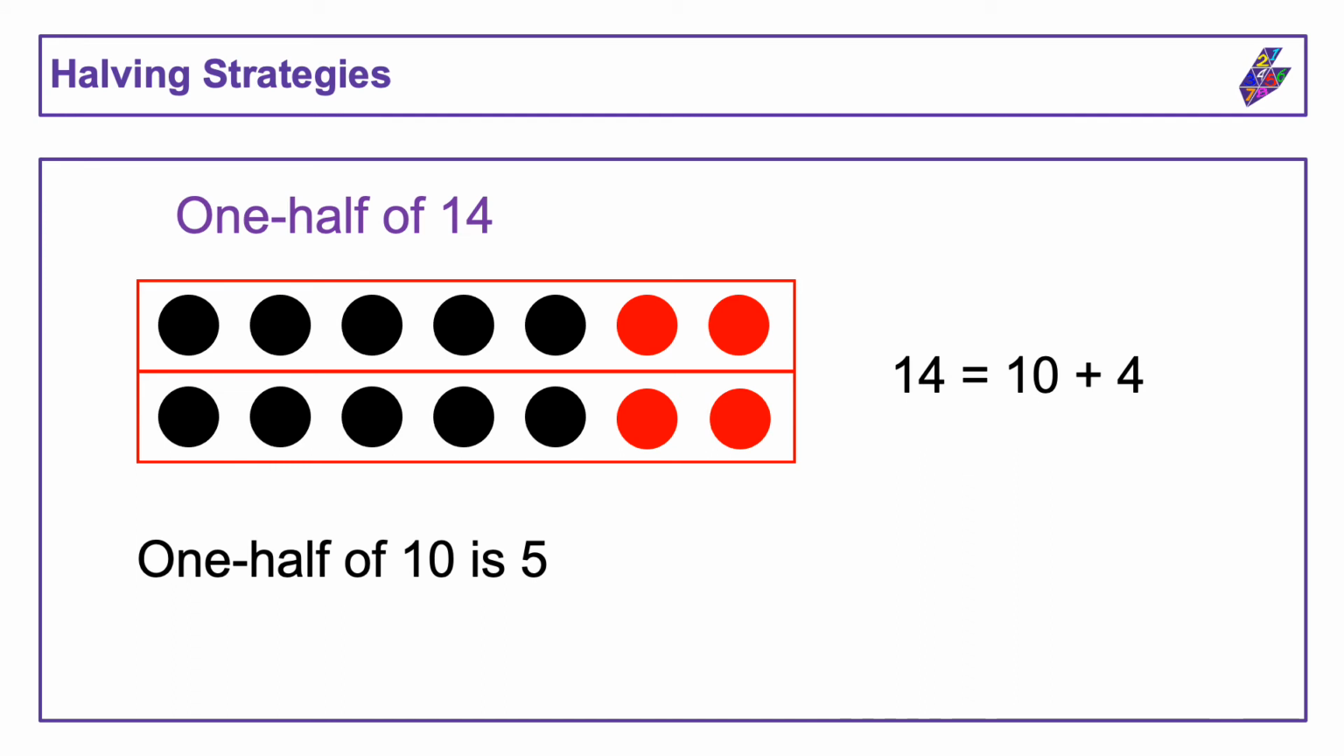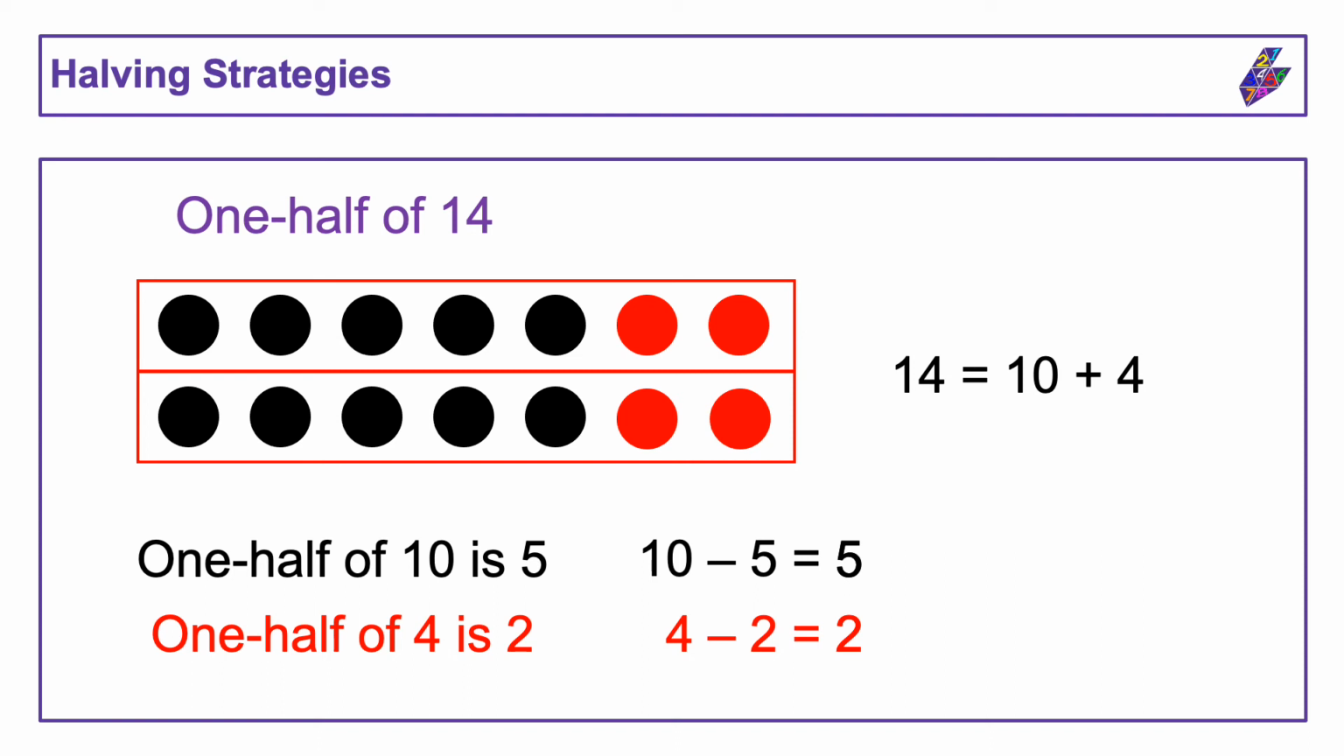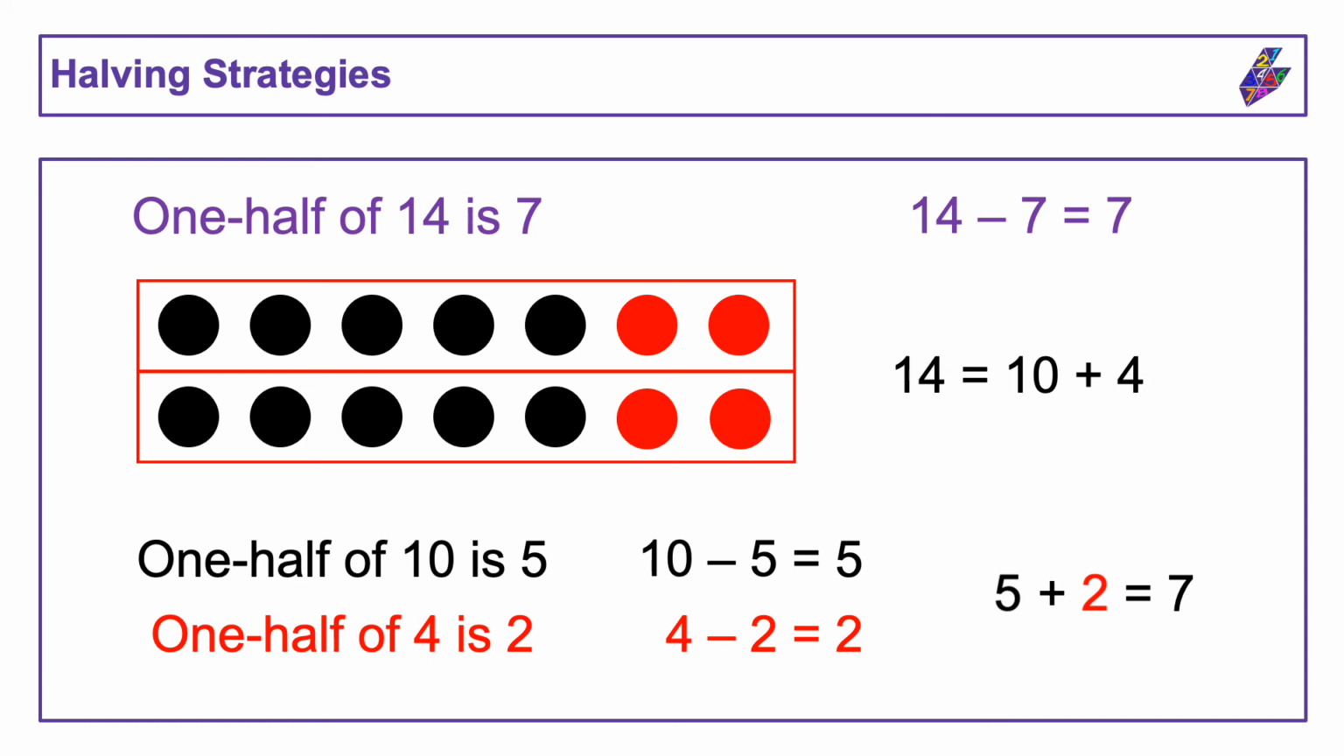1/2 of 10 is 5, or we can say 10 minus 5 equals 5. And what about 1/2 of 4? 1/2 of 4 is 2, or we can say 4 minus 2 equals 2. Now I want the combination of these two results, and this will tell me what 1/2 of 14 was. So 5 plus 2 equals 7. And I can see that this gives me the answer to 1/2 of 14. 1/2 of 14 is 7. Or we can say 14 minus 7 equals 7.